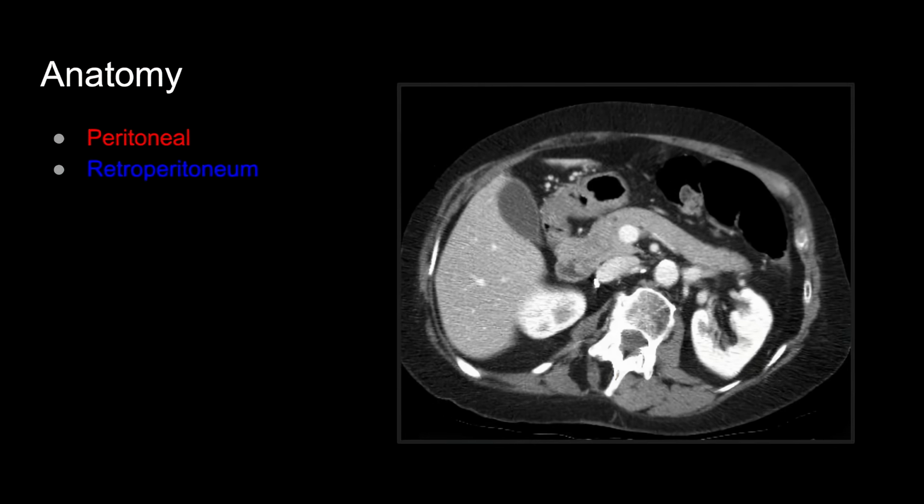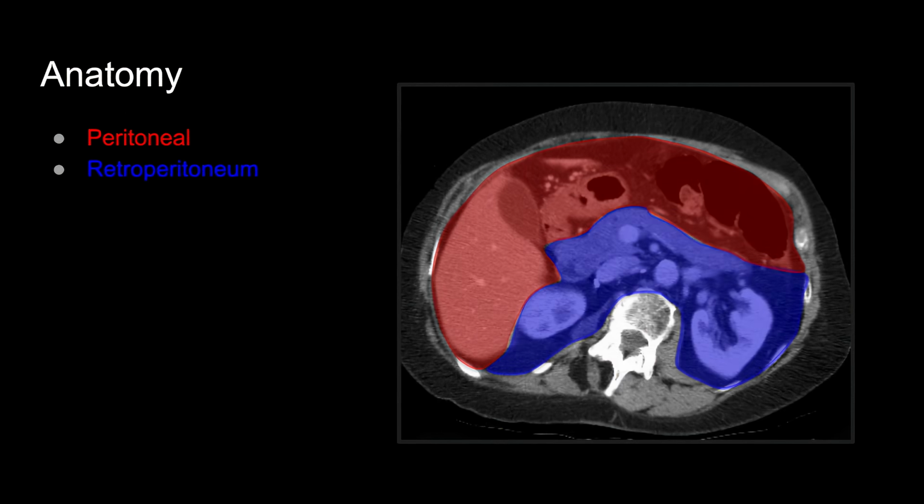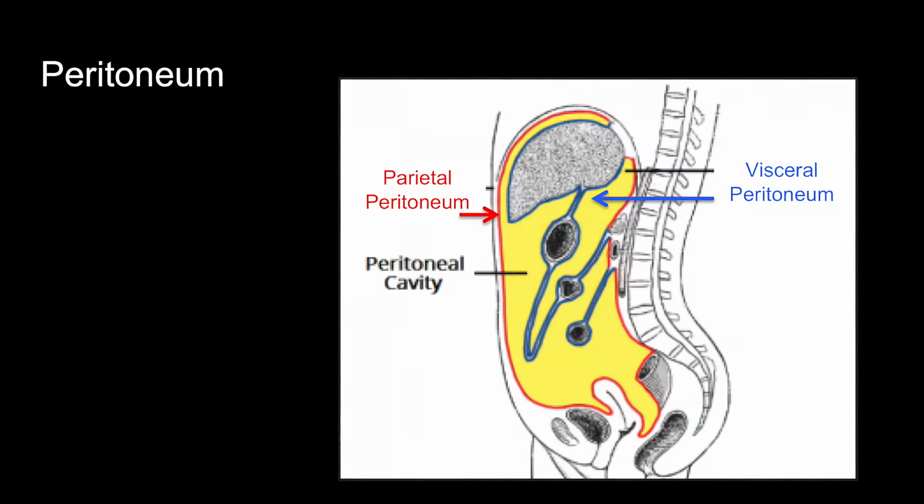The abdominal cavity can be separated into the peritoneal cavity here in red and the retroperitoneum, or behind the peritoneum, here in blue. Detailed peritoneal anatomy is well beyond the scope of this talk. We could probably spend a few hours talking about peritoneal anatomy, but it is important to understand a few basic things about peritoneal anatomy, so we need to introduce some basic terminology.